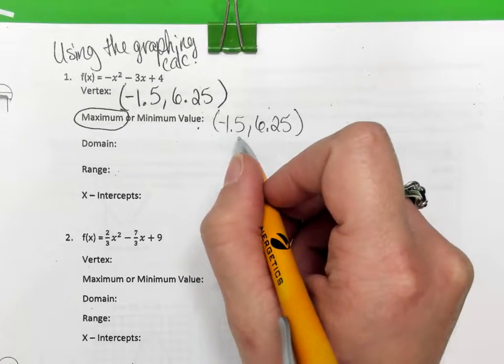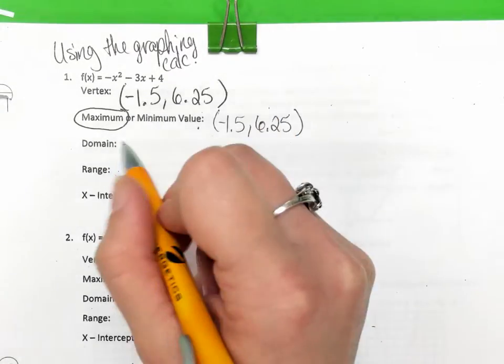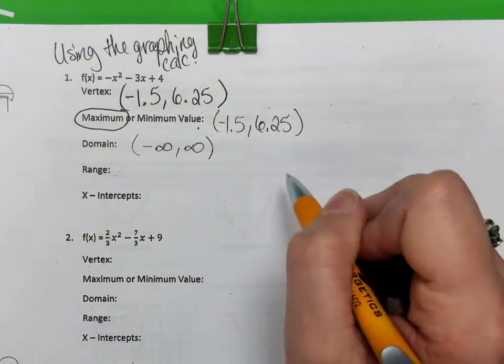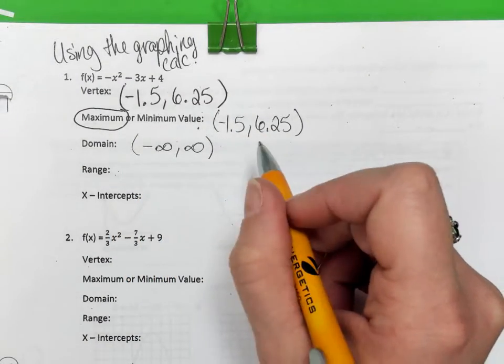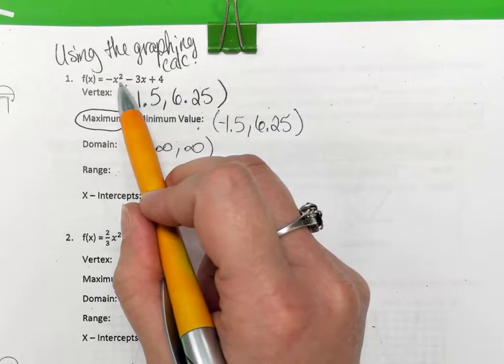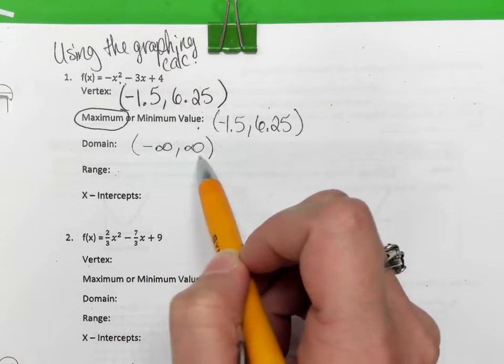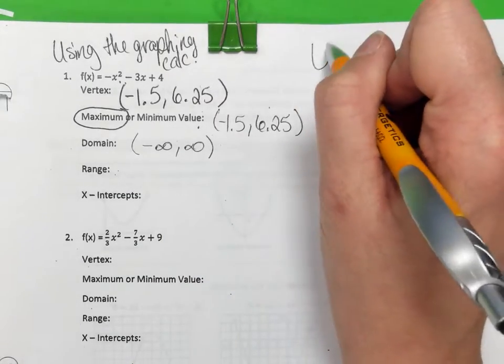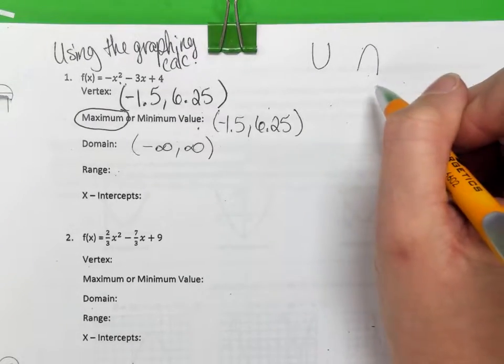Every stinking time we have a parabola, what's my domain? Negative infinity to positive infinity. Every single time, guys. If it's a parabola, if it's x squared, every single time it's negative infinity, positive infinity. So you think parabola? Yes. And no matter if it's like this or no matter if it's like that, it's a parabola.